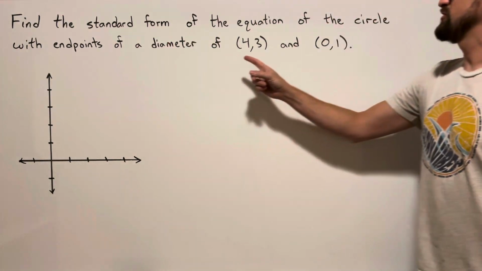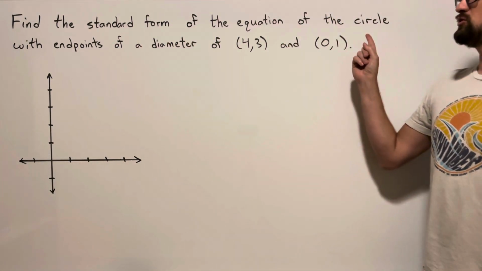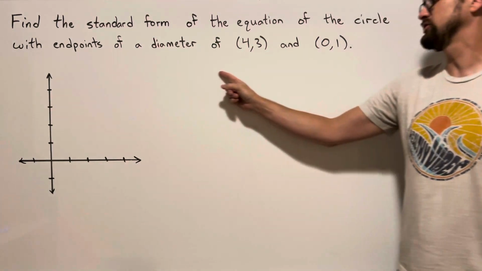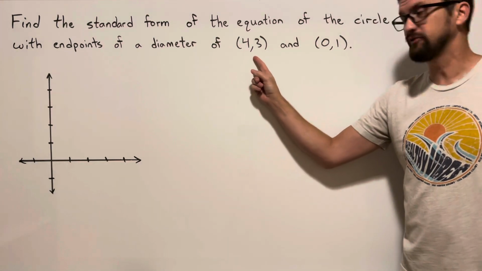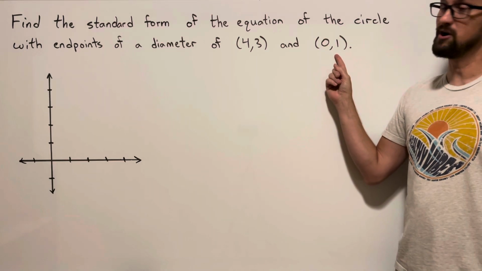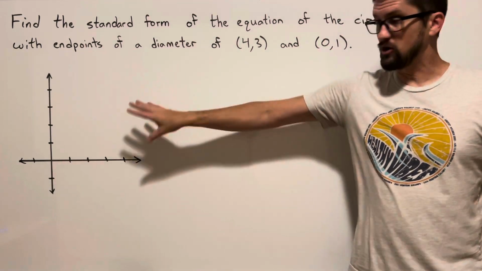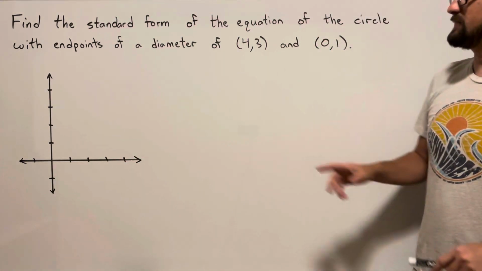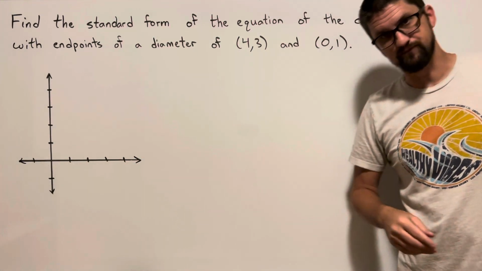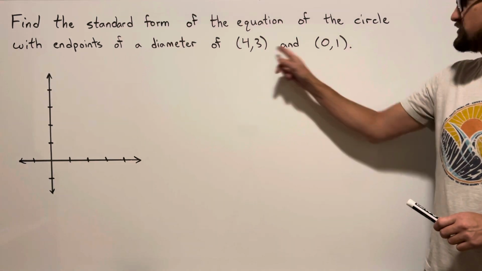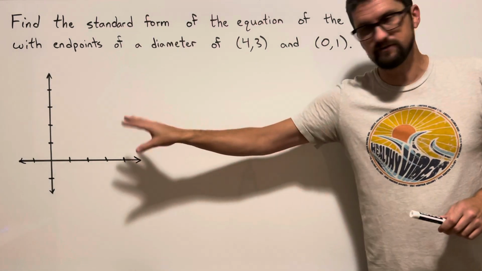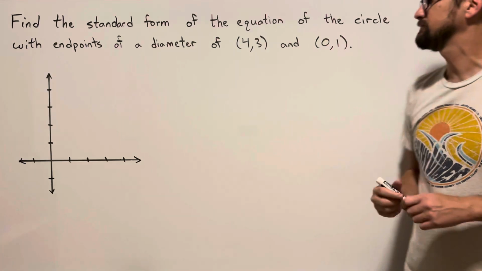Find the standard form of the equation of the circle with endpoints of a diameter of (4, 3) and (0, 1). So these are ordered pairs on the Cartesian coordinate system that represent the diameter of the circle. Let's first plot these points. Let's try and see what the circle looks like.